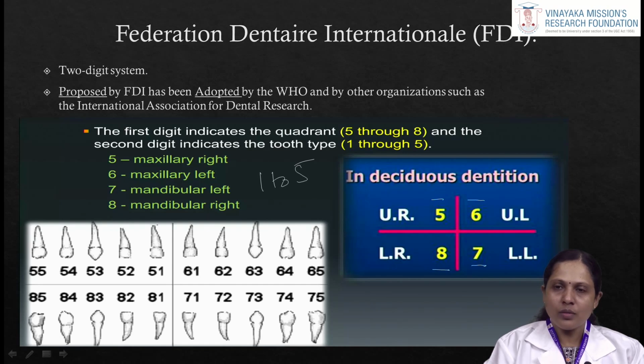This is how you have to pronounce it also. Earlier I told you that in the universal numbering system you mention 11, 12, whereas in the FDI numbering system you should not say sixty-one, sixty-two, sixty-three. You have to say six-one, six-two, because each digit for a particular tooth has a different role: the first digit denotes the quadrant and the second digit denotes the type of tooth. So this is for primary dentition according to the FDI numbering system, 5, 6, 7, 8 and the second digit 1 to 5 common.